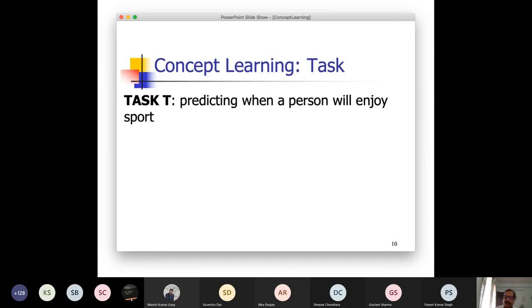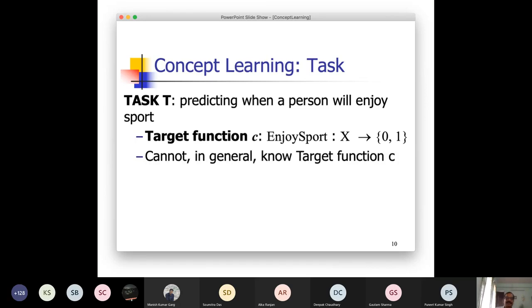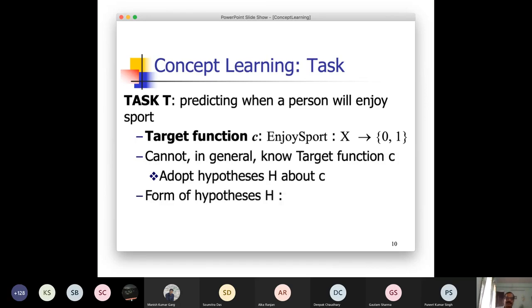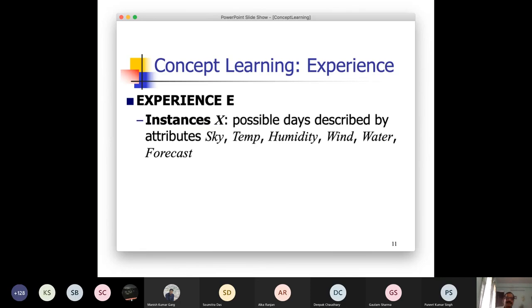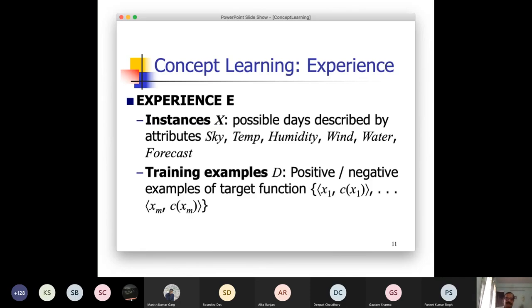So the task, I hope you have understood, is that if I give you a set of training examples with that kind of representation, with the attribute values, then you have to predict the corresponding target function, right? This I already mentioned. We have already discussed it, so there is no point repeating further. Well, experiences are those training examples.